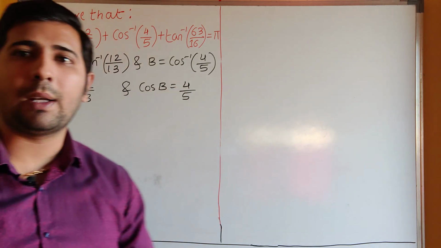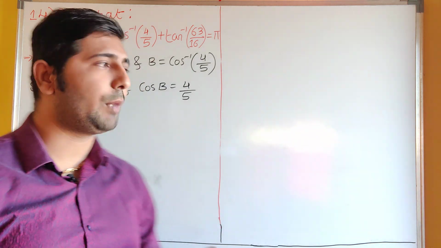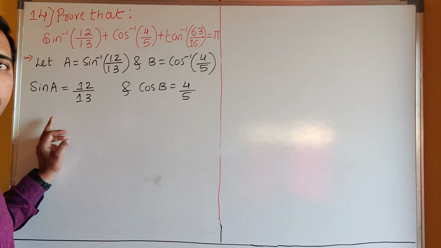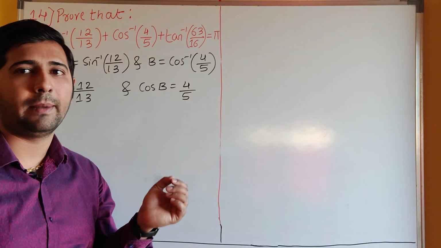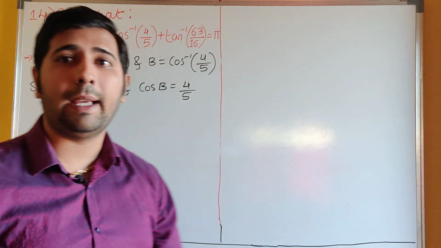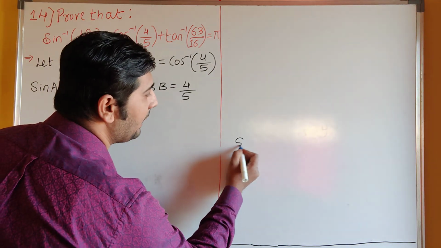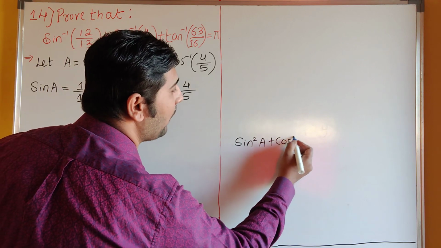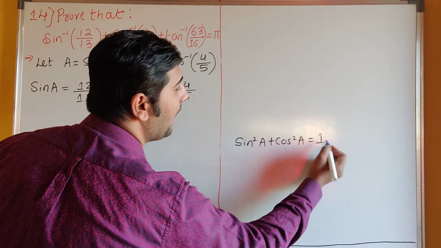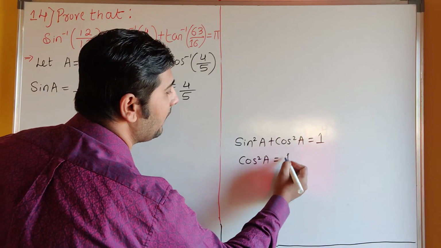So now I have to convert this sin to tan, no? So for that I need cos A. Because sin A is there, I have to find cos A, and cos B is given, I have to find sin B. So for finding cos A, we have a formula, dear students. Now see here. You have already learned this in 10th. Sin square A plus cos square A is equal to 1.